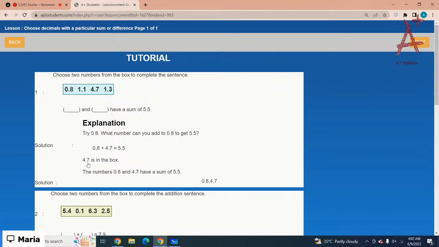Let's just check for 0.8 and 4.7. When you add them, it makes 5.5. So basically you have to select two numbers whose sum equals 5.5. Let's just start with the practice questions.